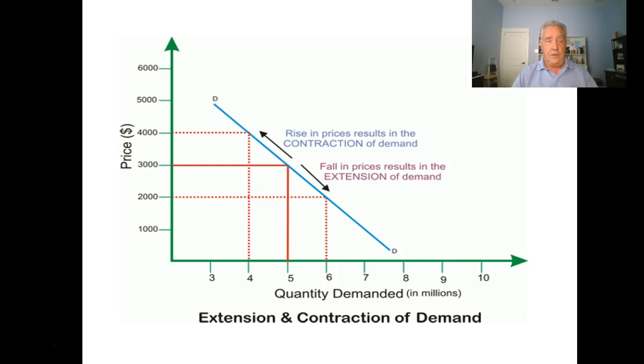If, for instance, in our example here, the price goes up from $3,000 to $4,000, we're going to buy less. Instead of 5, we're going to buy 4. If the price goes down from 3,000 to 2,000, instead of 5, we're going to buy 6. This is a movement along the demand curve, and it shows what happens given price changes.